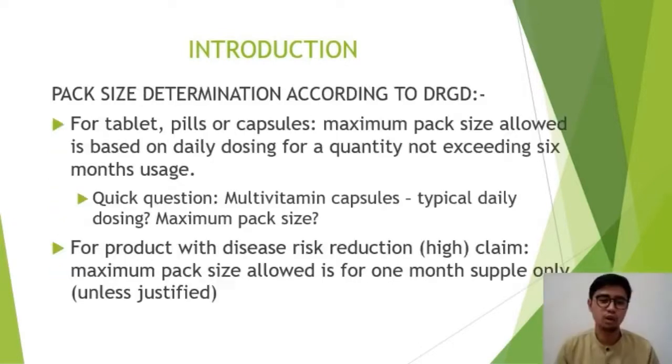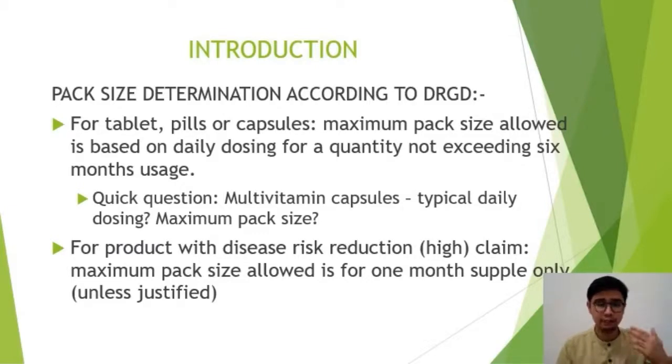Now we'll proceed to pack size determination for nutraceutical products. According to the DRGT, for tablets, pills, and capsules, the maximum pack size allowed is based on the daily dosing, for a quantity not exceeding 6 months of usage. For example, multivitamin capsules: the usual usage is 1 tablet per day. So for 6 months of usage, the maximum pack size allowed is only 180 days.